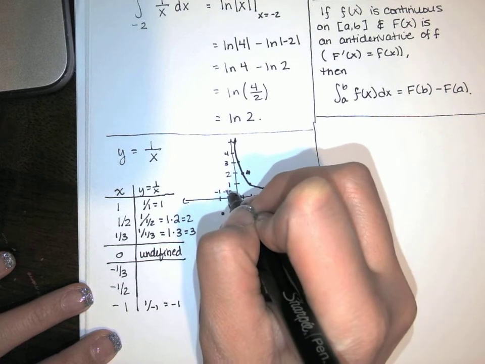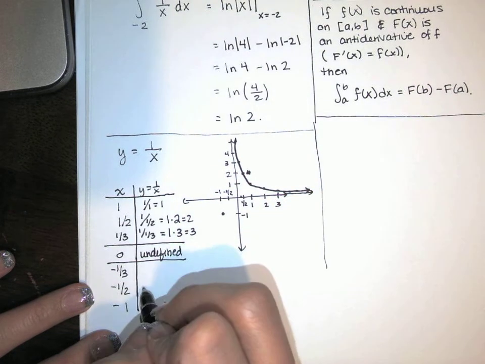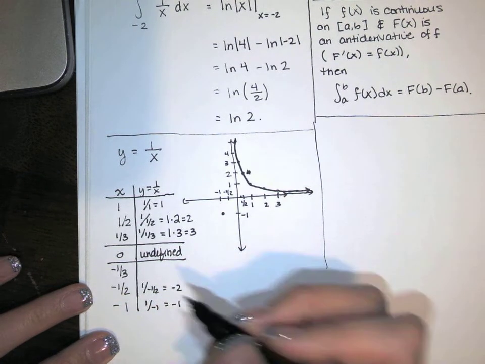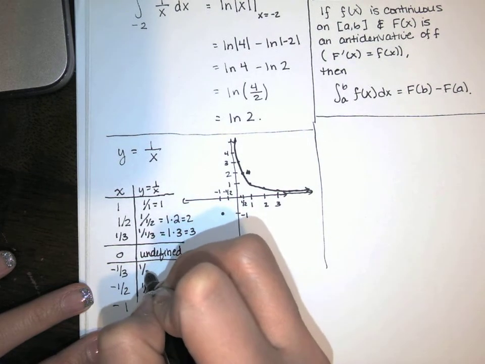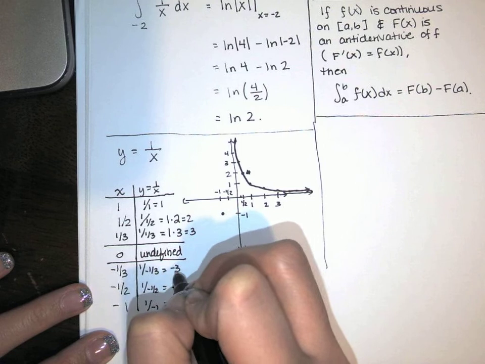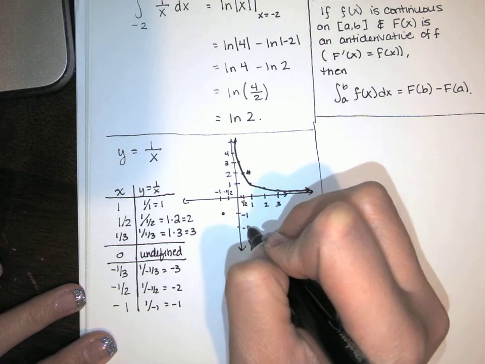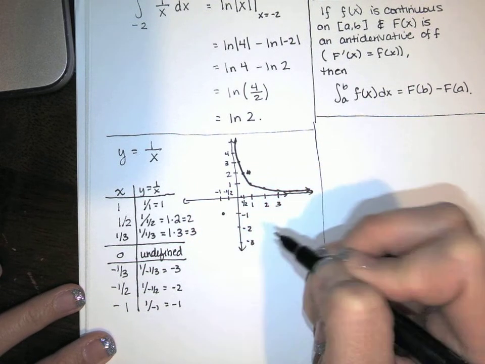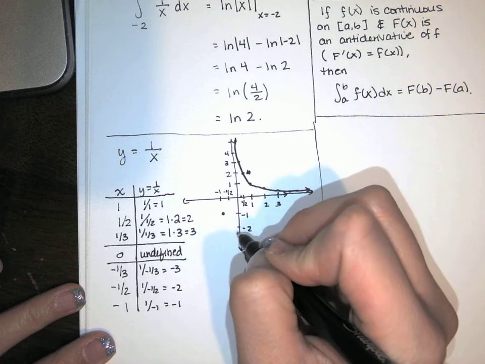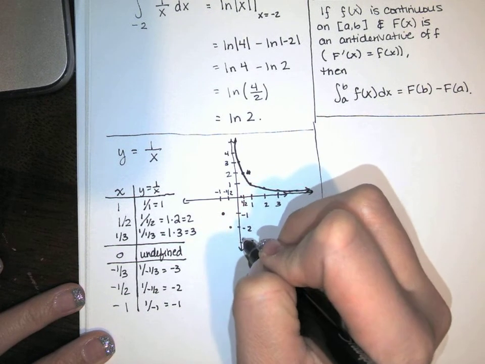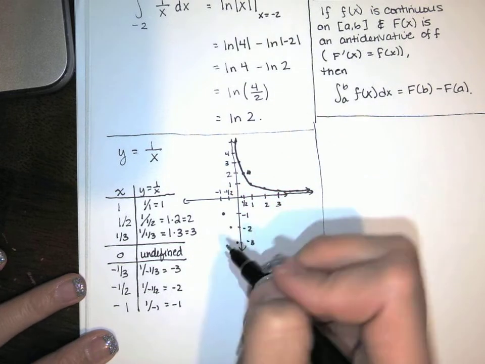And 1 divided by -1/2 is -2 when we multiply by the reciprocal. And 1 divided by -1/3 is -3, and so on. So as we get closer and closer to 0, from the left this time, the y values are getting larger in magnitude, but they're getting more and more negative. So the graph is going to look like this.